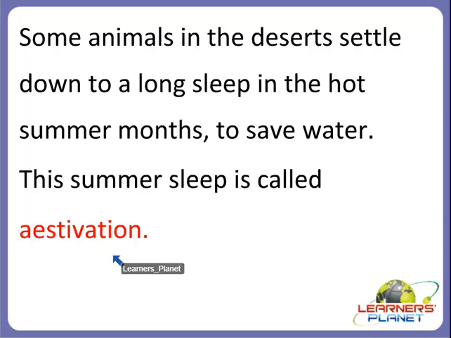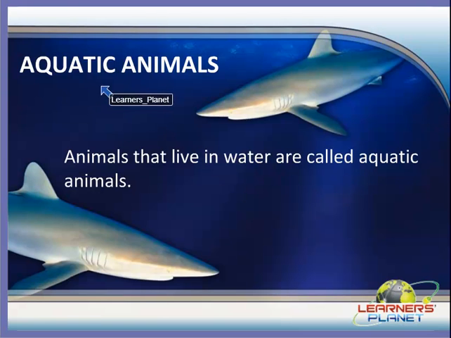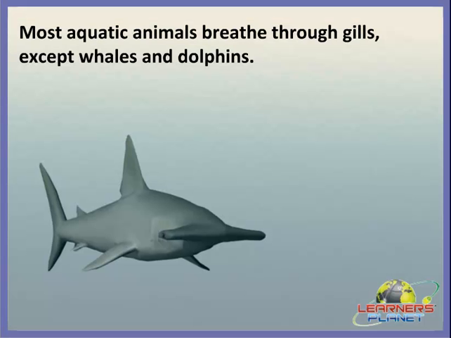So we are clear with the terrestrial animals. Now we will study about aquatic animals. So children, what are actually aquatic animals? Yes, animals that live in water are called aquatic animals. We saw that the animals that live on land are called terrestrial animals, but animals that live in water are called aquatic animals. So children, let's study something more about aquatic animals.